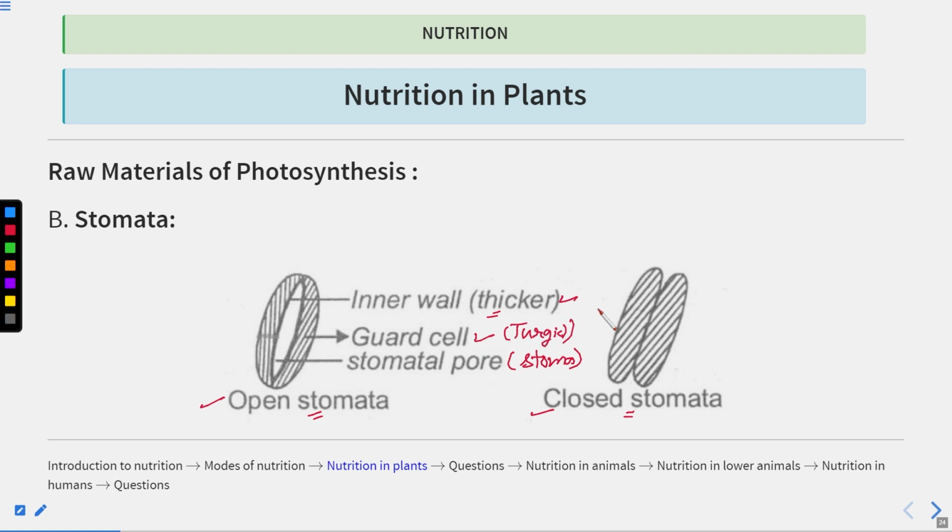Okay, turgid means swollen, means it is filled with water. When they are turgid, then the stomata is open. When they are flaccid, means there is no water, then the stomata is closed. So these are flaccid guard cells, and when the guard cells are flaccid, then the stomata is closed. Okay, clear?